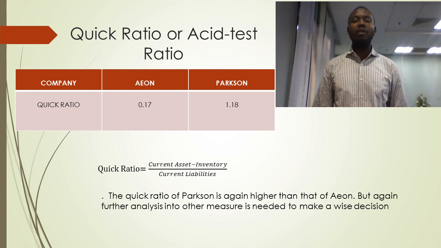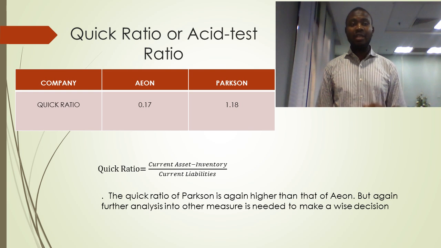So the second ratio under the liquidity is the quick ratio, also known as the acid test ratio, and it analyzes how well a company can meet its short-term financial obligation with its most liquid assets. This is very important, with its most liquid assets. For this reason, the ratio excludes inventories from current assets. So the higher the quick ratio, the better the company's ability to meet its obligation.